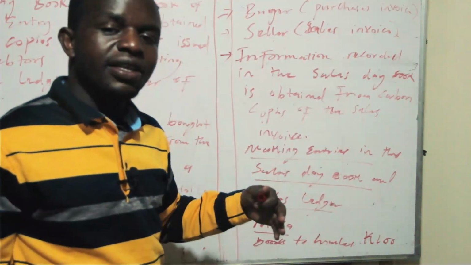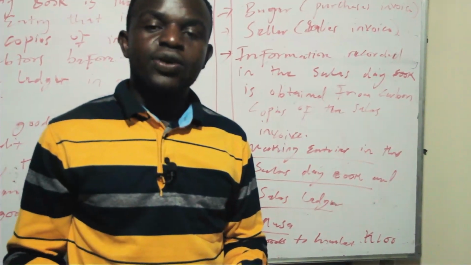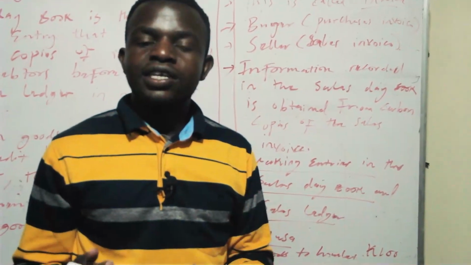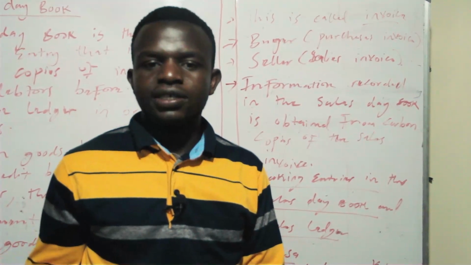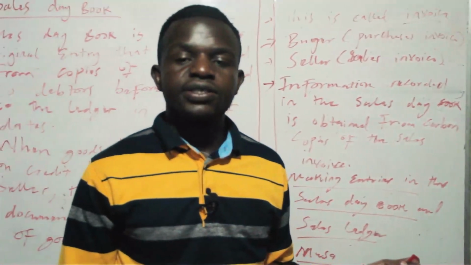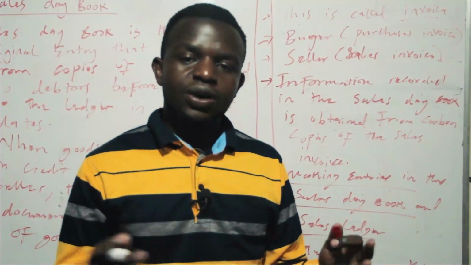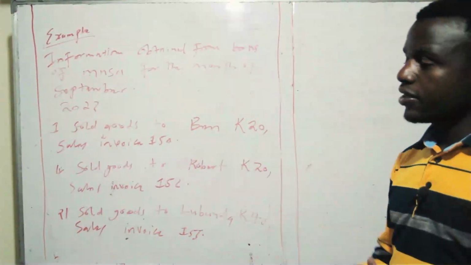So that's what I mean when I say the personal accounts in the sales ledger are going to be debited. Then the total credit sales in the sales account in the general ledger is going to be credited. So that's how the entries can be made in the sales day book and the sales ledger. Let us now look at this example.